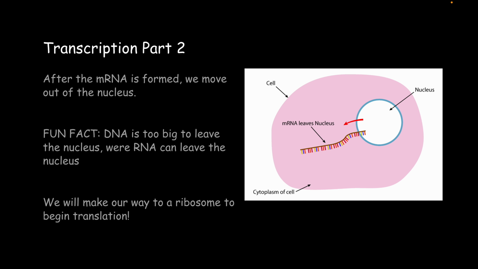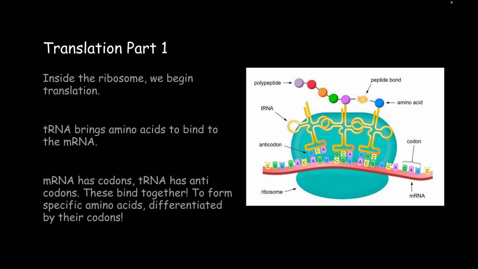So we have translation next. Translation, we're going to translate that mRNA, the messenger RNA, into that protein. So inside the ribosome, this is where it's going to happen. Remember, the ribosome's main function is to build proteins. tRNA is transfer RNA, these little funny looking things. These bring your amino acids. This is what these little Skittle-like circles are. So tRNA brings those amino acids to the mRNA, and it's going to literally attach on to these things called codons.